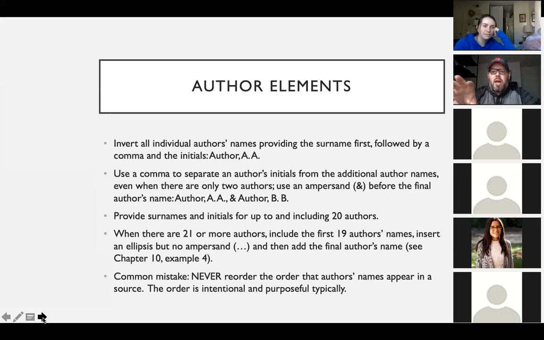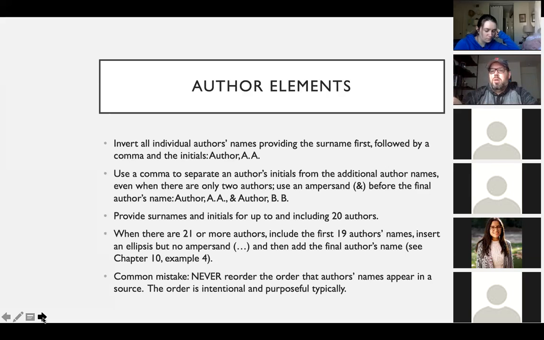So the order of the authors, how it's listed on a book or a book chapter or a journal article, references the amount of work that they've done on that project. So if they're the first author, that means that they have done the most work on that project. And so their name needs to be listed first, even if it's not alphabetical order.